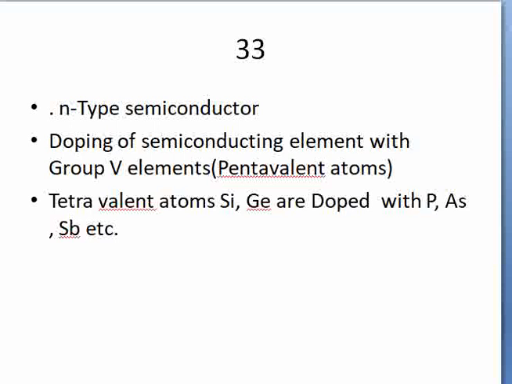Next one, N-type semiconductor: doping of a semiconducting element like the fourth group elements with group 5 elements, pentavalent atoms. When pentavalent atoms are added, we get N-type semiconductor because these extra electrons conduct the electricity. Tetravalent atoms like silicon, germanium are the semiconducting elements. Phosphorus, arsenic, antimony are the impurities, pentavalent atoms. So they give the N-type semiconductor.